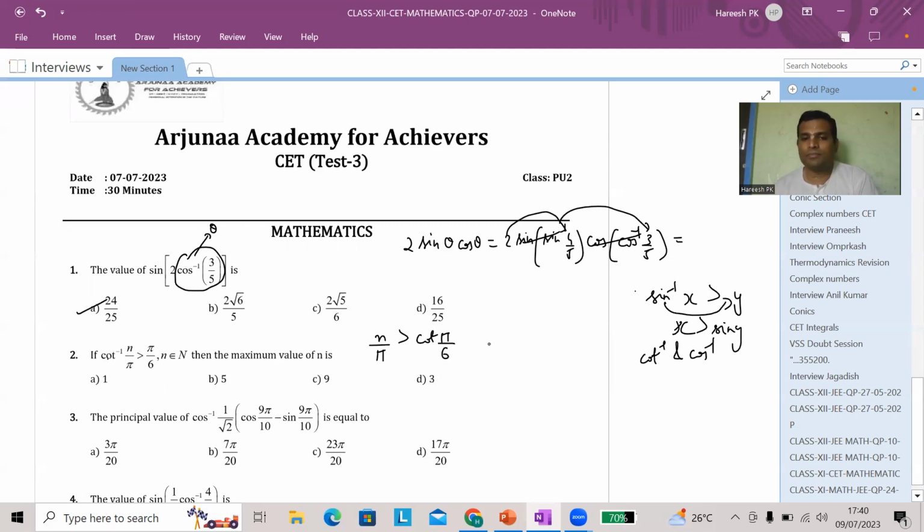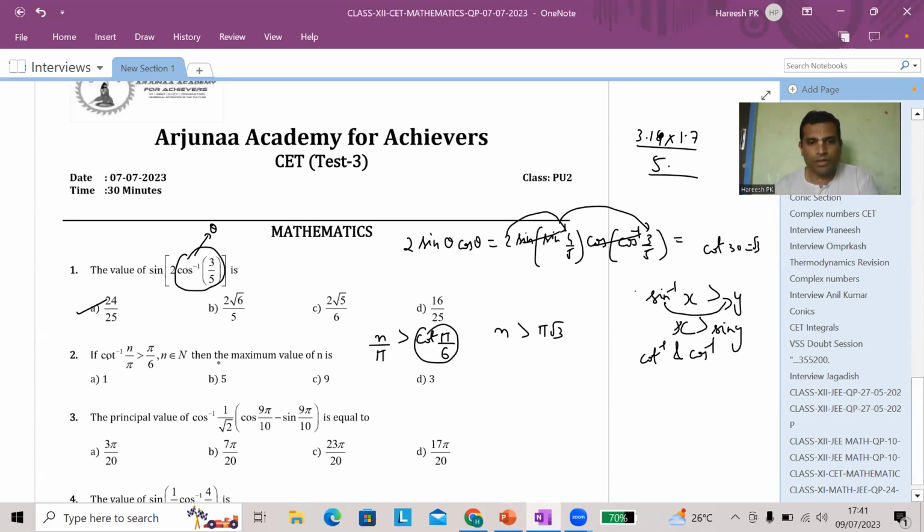Now cot 30 is root 3. So this will be root 3. So n is greater than pi root 3. Now you'll just have to calculate what is pi into root 3. Pi is 3.14 and root 3 is 1.7 approximate. So I'll just take this as 3.1 into 1.7. So 17 threes are 51. So it's somewhere like 5 point something. So n has to be greater than 5 point something.